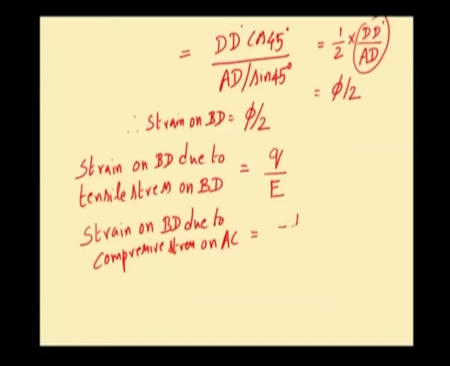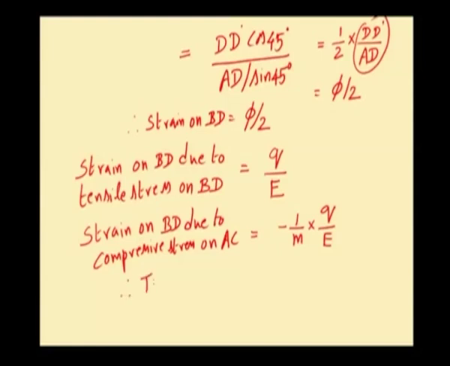minus 1 by m into Q by E, because this is lateral strain. Strain on BD due to compressive stress on AC will be lateral strain. So, Poisson's ratio times stress by Young's modulus. Since this stress is compressive in nature, we will have a minus sign here.